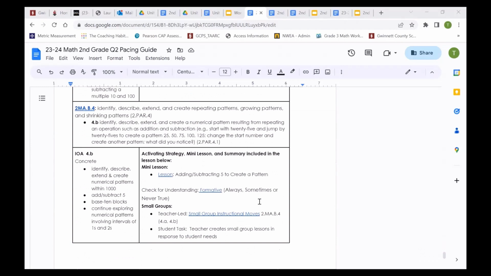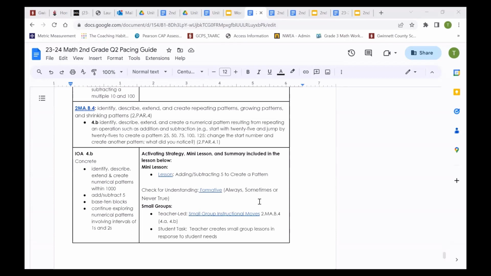As stated in the first quarter videos, AKS 4 is a new AKS for second grade. In this unit, students will identify, describe, extend, and create numerical patterns via AKS 4 IOA 4B. Although students experience this IOA in Unit 2, we are revisiting it in Unit 4.